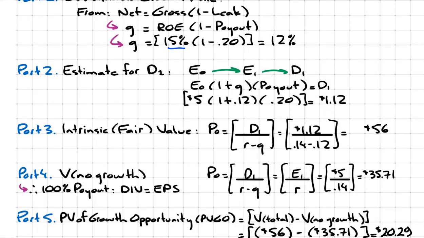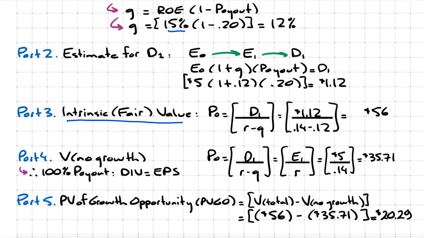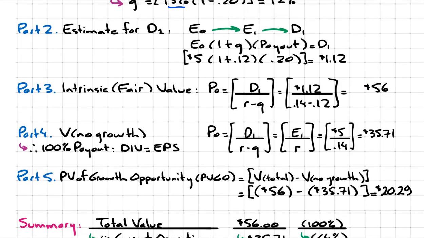Now in part 3, let's calculate the intrinsic value for the stock, and we're using the constant growth model here, and we have all the inputs. We have D1, we have the required rate of return, and we have the growth rate, which we computed in part 1, and then that gives us a total value of $56. Now what we want to do is calculate the portion of this $56 that represents base valuation. And what I mean by base valuation is, what would be the value of this company if there was no growth? Do you see the difference, ladies and gentlemen?